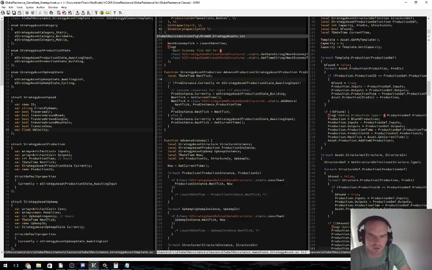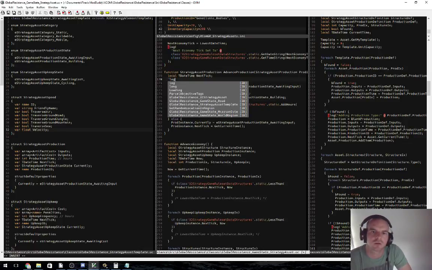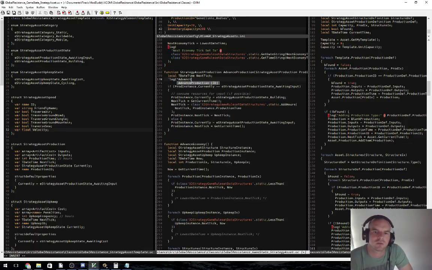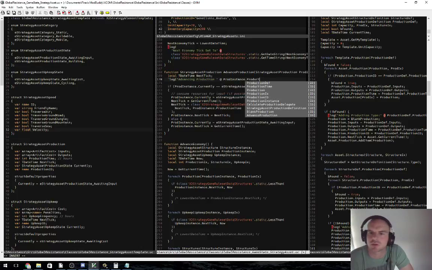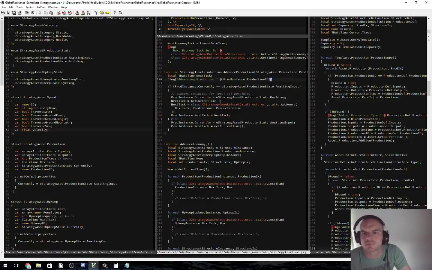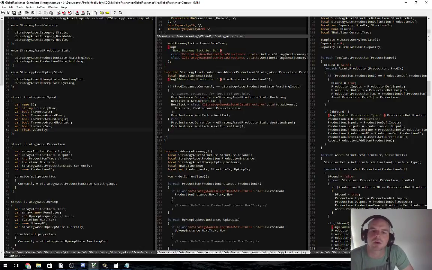Alright, so I'm just going to run a log here. Log advancing production named prod instance dot production ID. Probably a bit redundant, that name, but whatever. Okay, and then return prod instance.